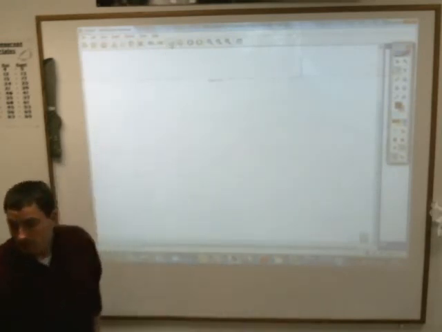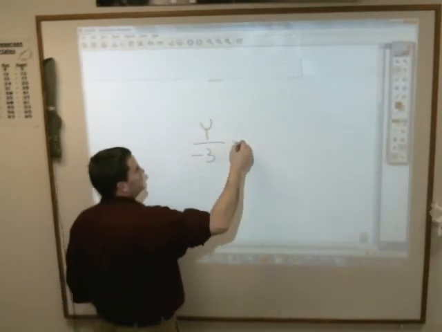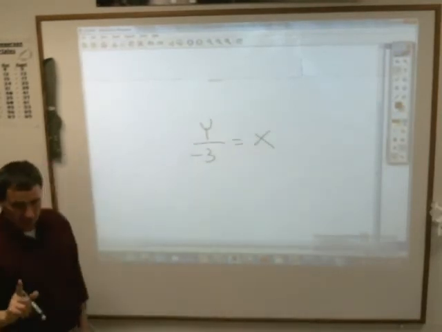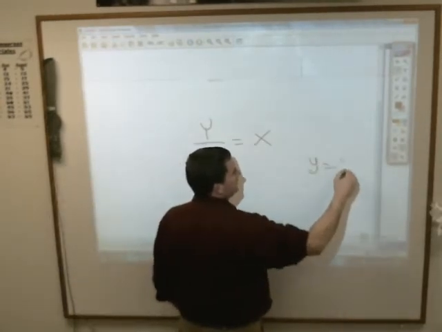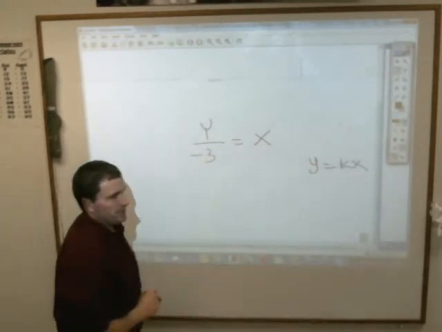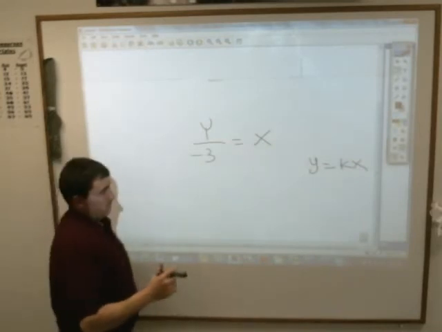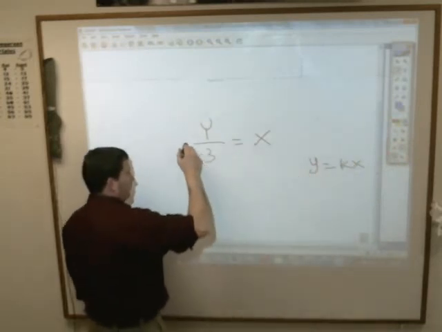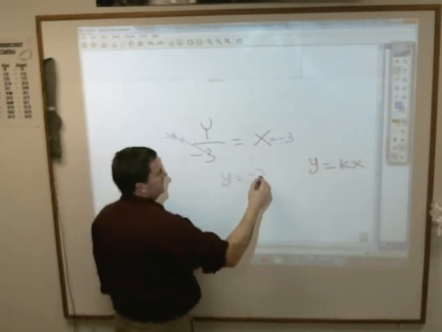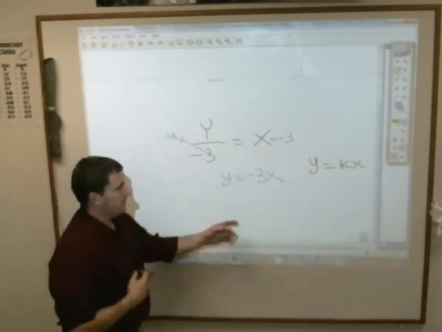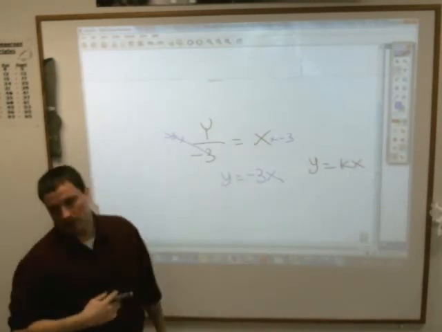What about this one? Because they throw it a little differently. Y over negative 3 equals x. The question is, can you write this in the form y equals kx? Can you change it so that it would look like that? What would you do? You multiply both sides by negative 3. You're going to get y equals negative 3x. And as long as you end up with a number in front of x, your constant of proportionality will be negative 3.